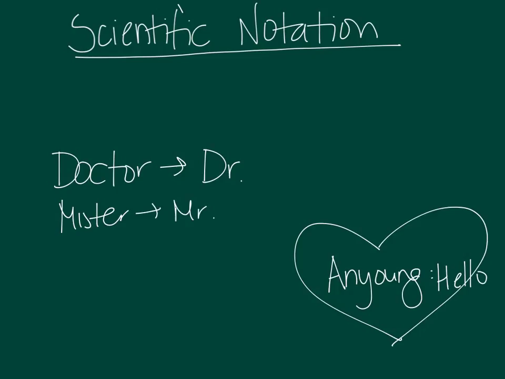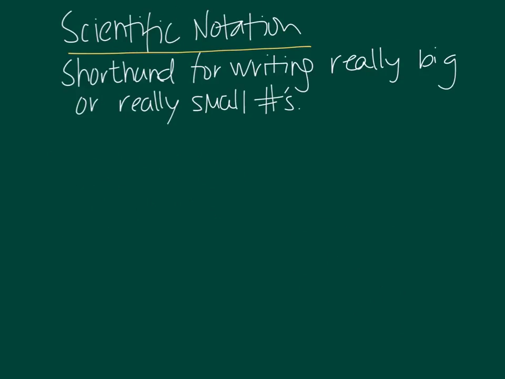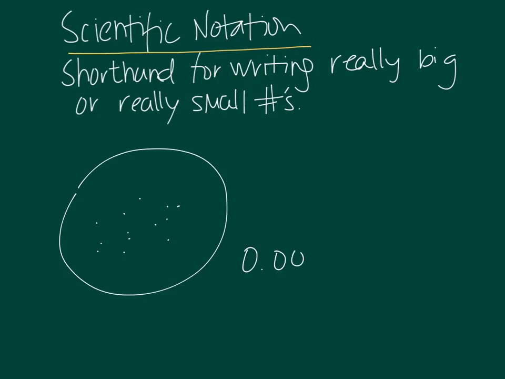So let me give you an example of what I mean by this. Scientific notation is shorthand for writing really, really big numbers or really, really small numbers, right? The reason we call it scientific notation is because a lot of scientists write really big numbers or really small numbers. For example, when you're looking through a microscope at those little cells, these are really small numbers, and scientists aren't going to write 0.000. They're not going to write all those small digits, right? So they're going to write it in scientific notation.